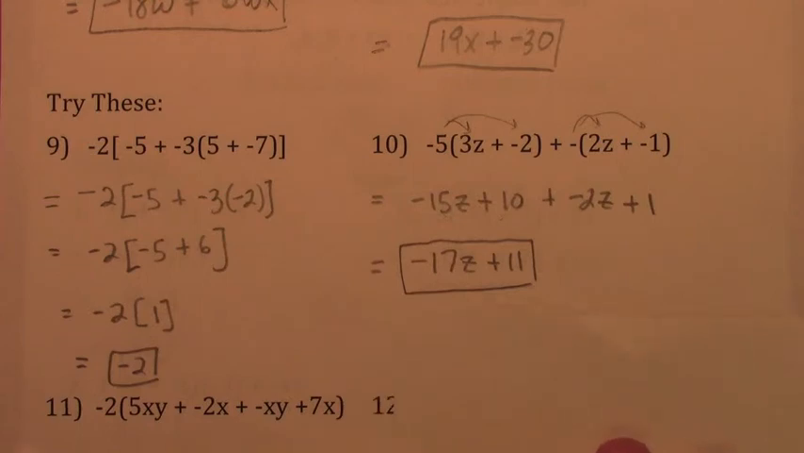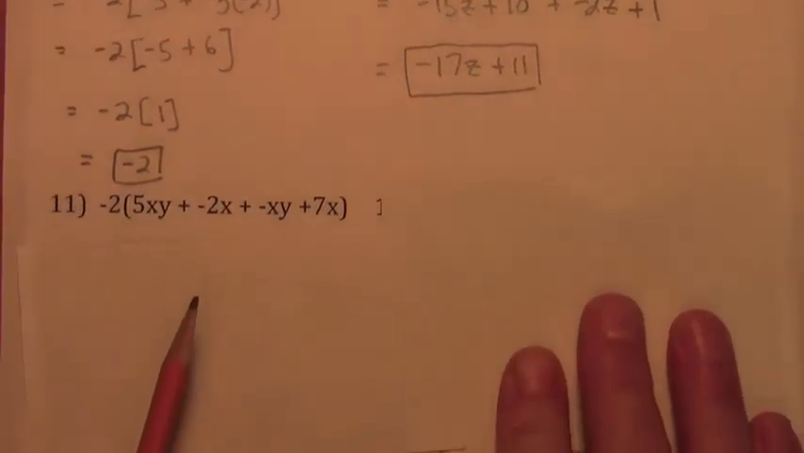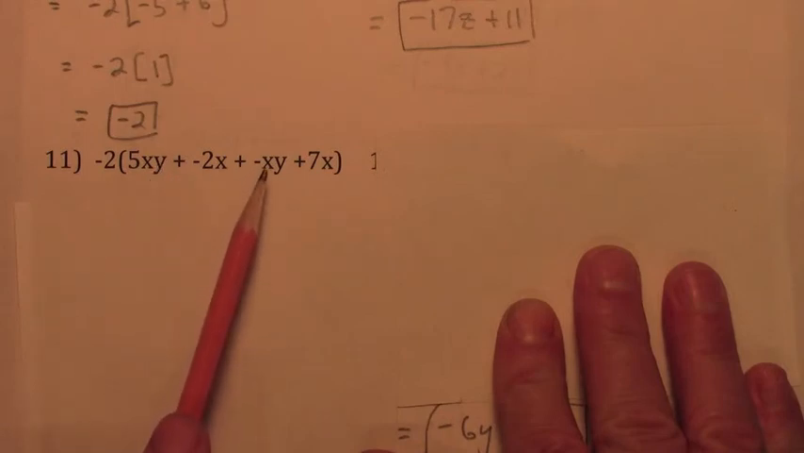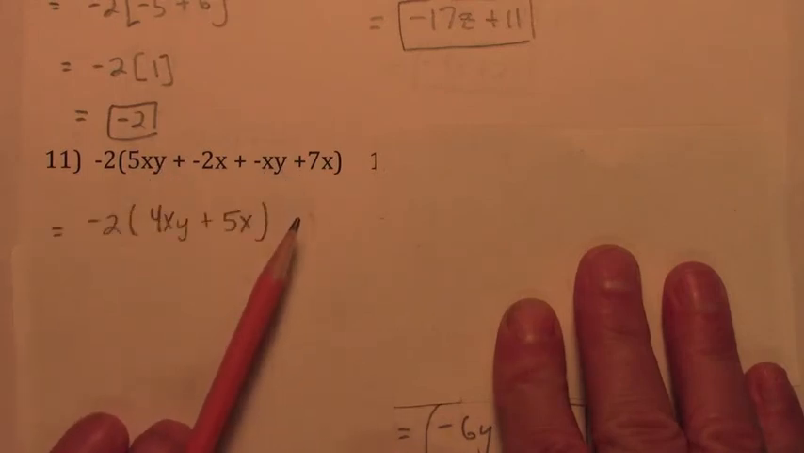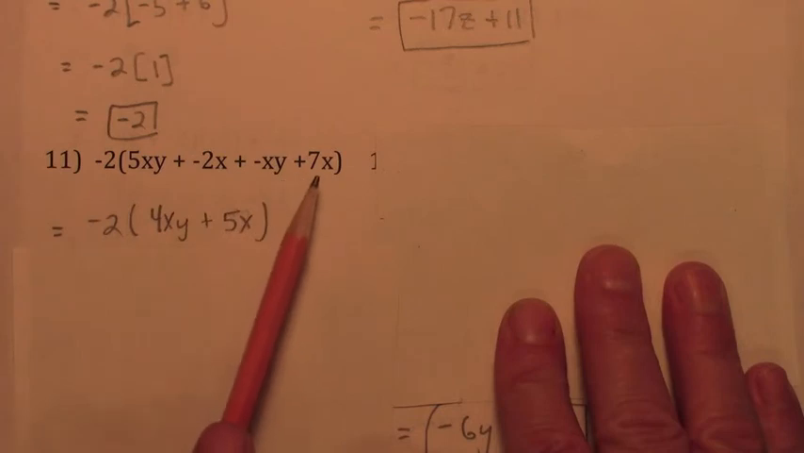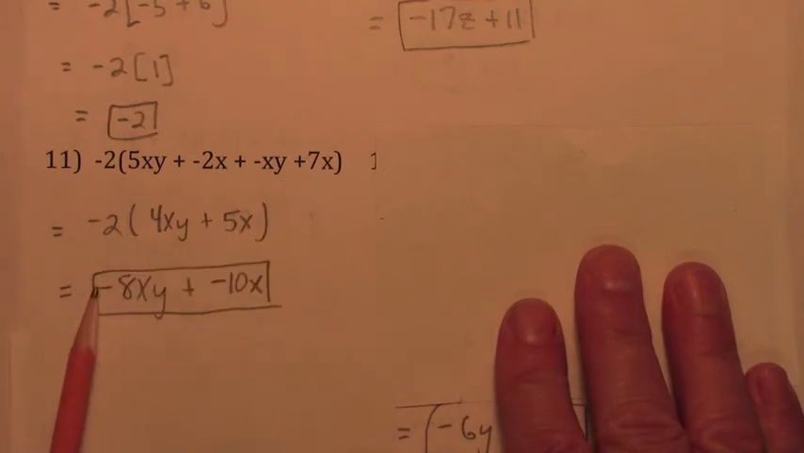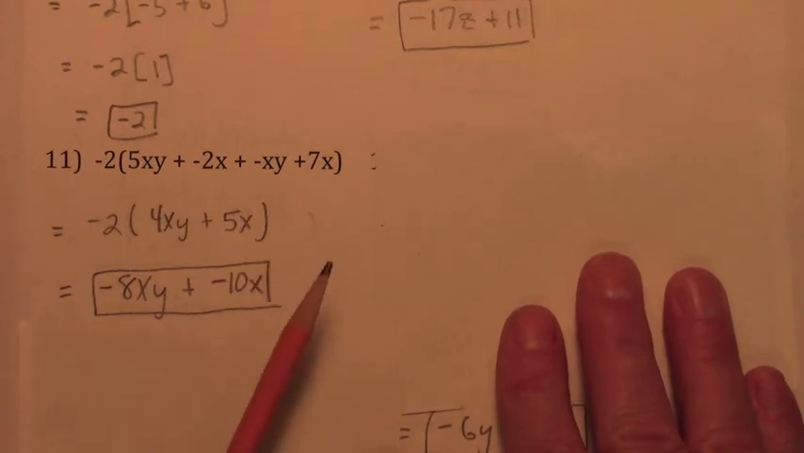Alright, this one. Did you look inside the parentheses and look to combine? You can add the 5xy plus the negative xy and get 4xy. And then you can add the negative 2x plus the 7x and get 5x. Now when you multiply, you just get negative 8xy plus negative 10x.